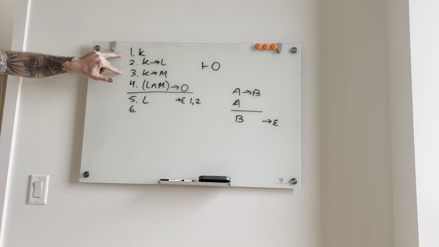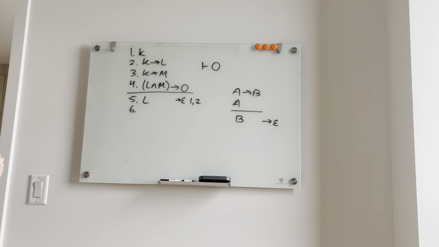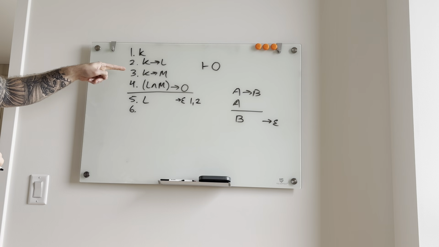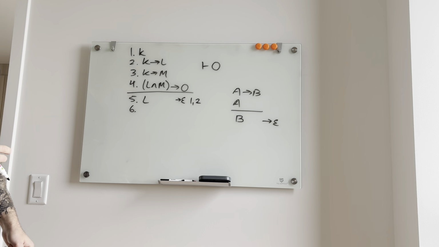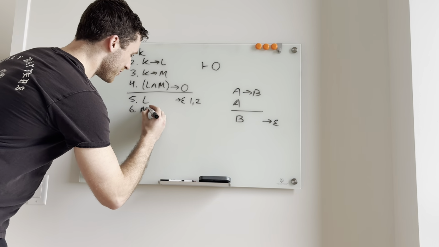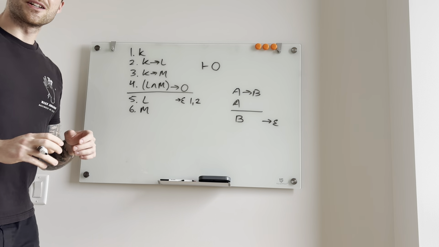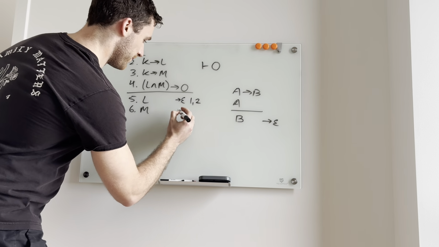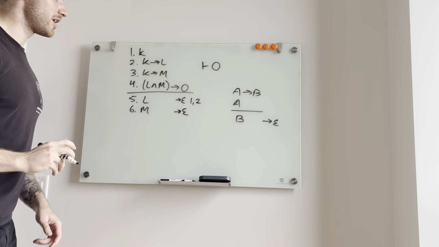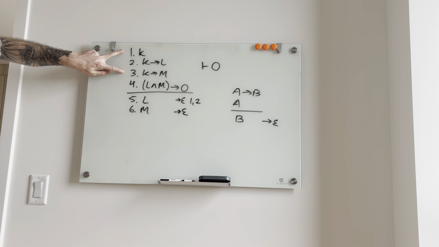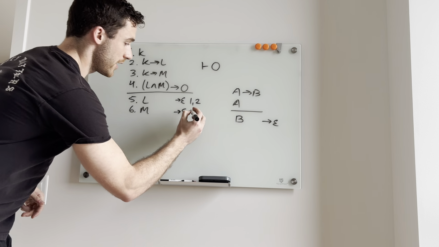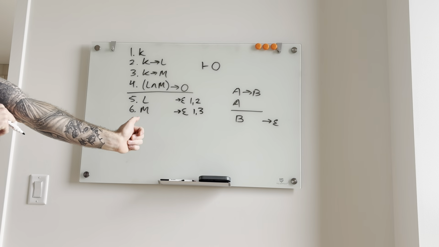Now you might also notice that the exact same thing is going on with M, right? You got K, and K implies M as well. So I can go writing M down now for the exact same reason I knew L, right? This is going to be arrow elimination, but this time I use lines 1 and 3, like this.